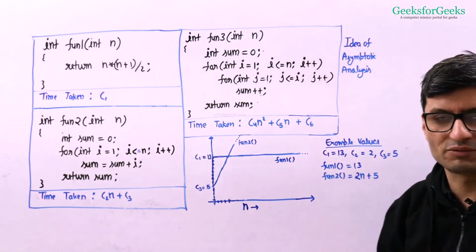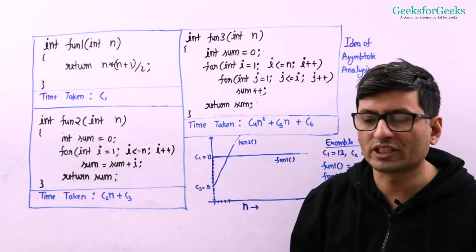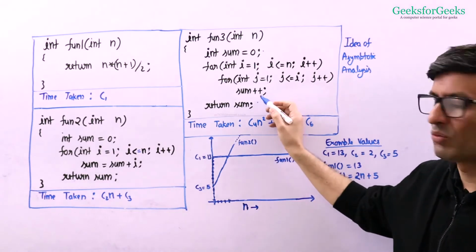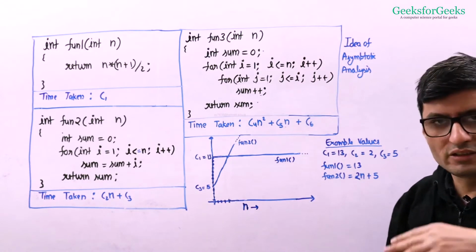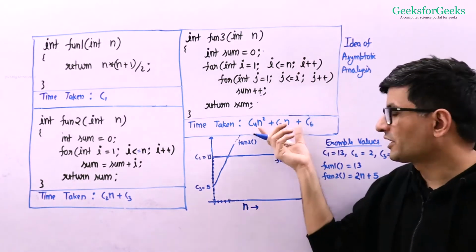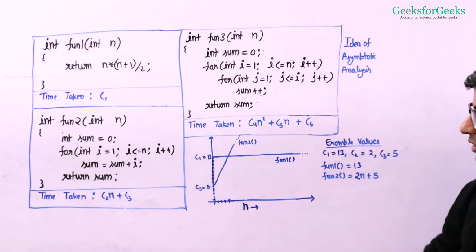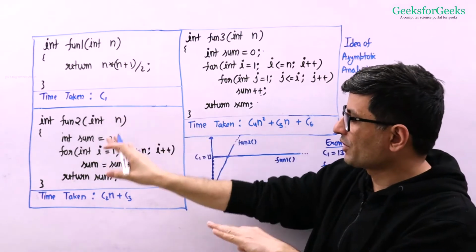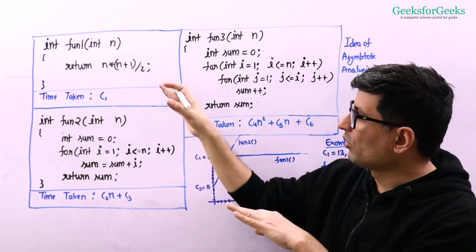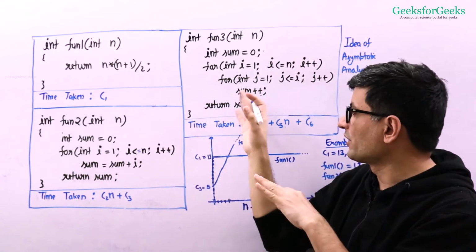There are certain things which are taking constant time, certain things which are happening quadratic, certain things which are happening linear number of times. So that's the expression for time taken by this function fun3. So we got expressions of time taken for all three functions, fun1, fun2 and fun3.